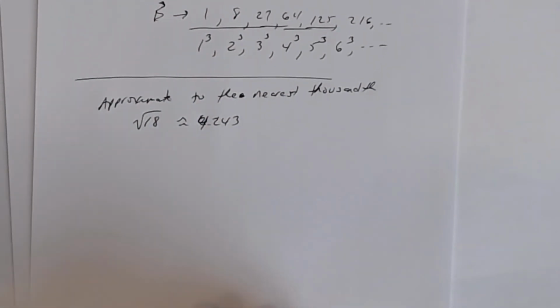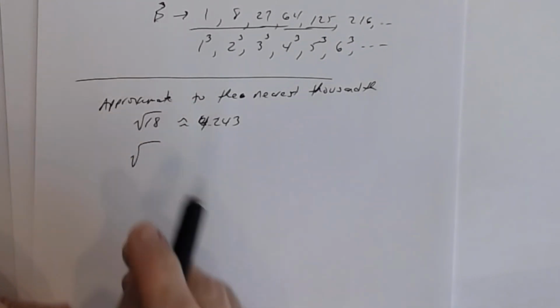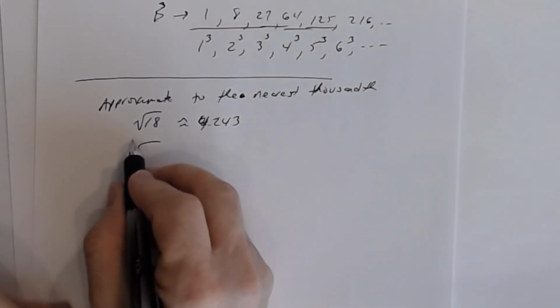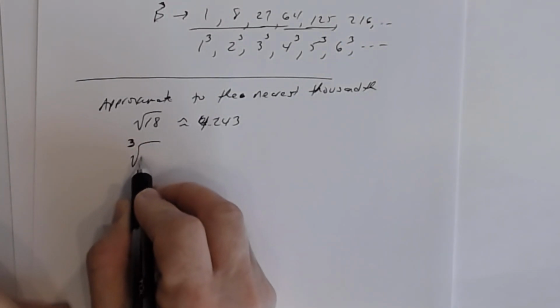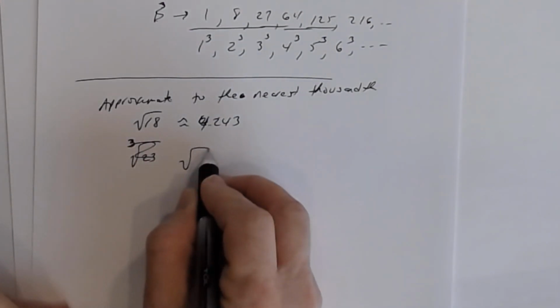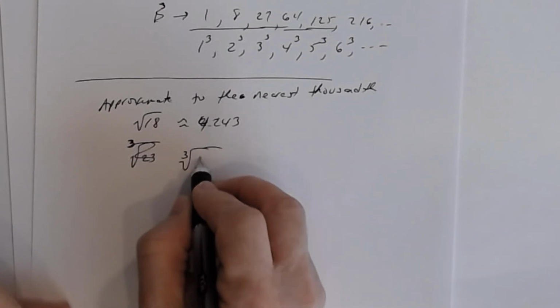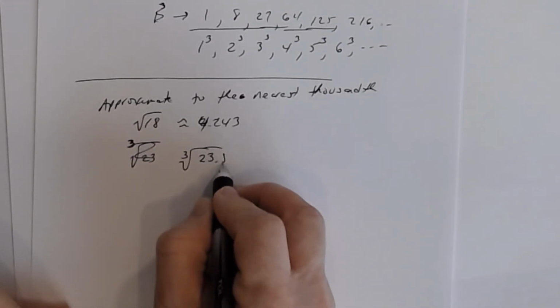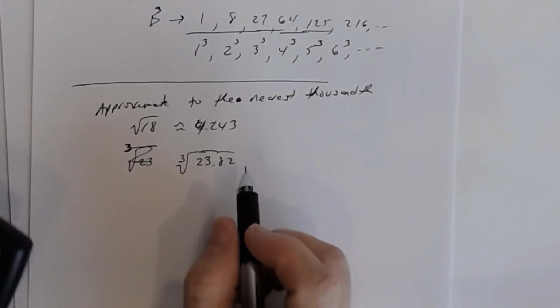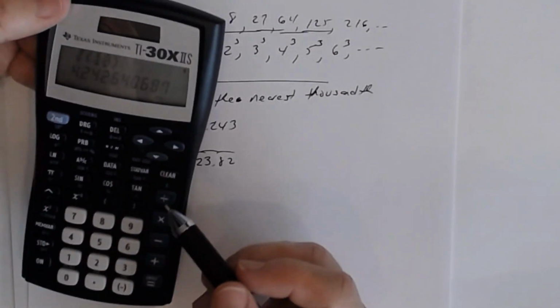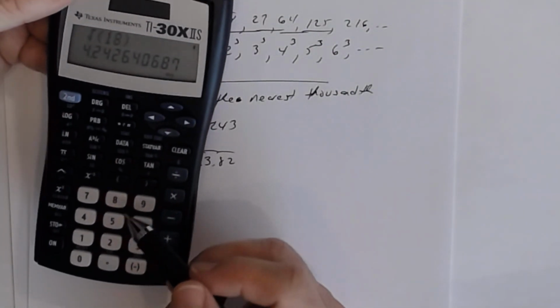4.243. All right, let's do a cube root. So let's say you want to find the cube root of 23.82. Now, for cube roots, it's a little different.